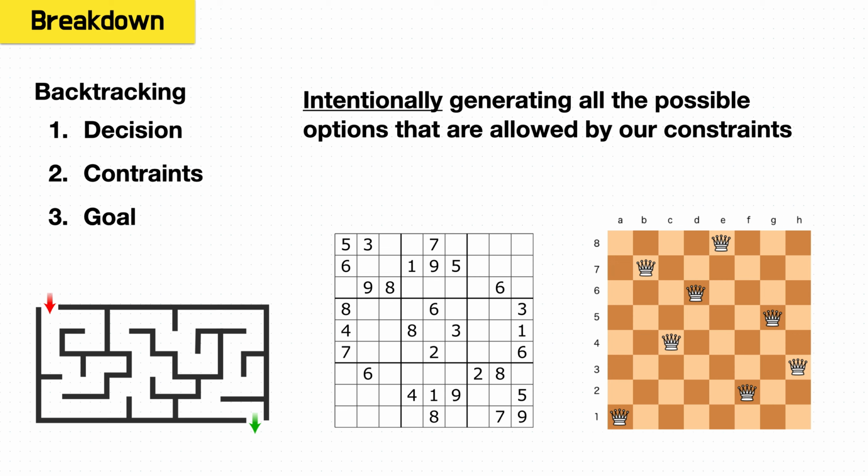And I think one important thing to note is that we're intentionally generating all the possible options that are allowed within our constraints. So this might seem inefficient, but with many problems, this is actually the only path forward. It's the only way to solve them.